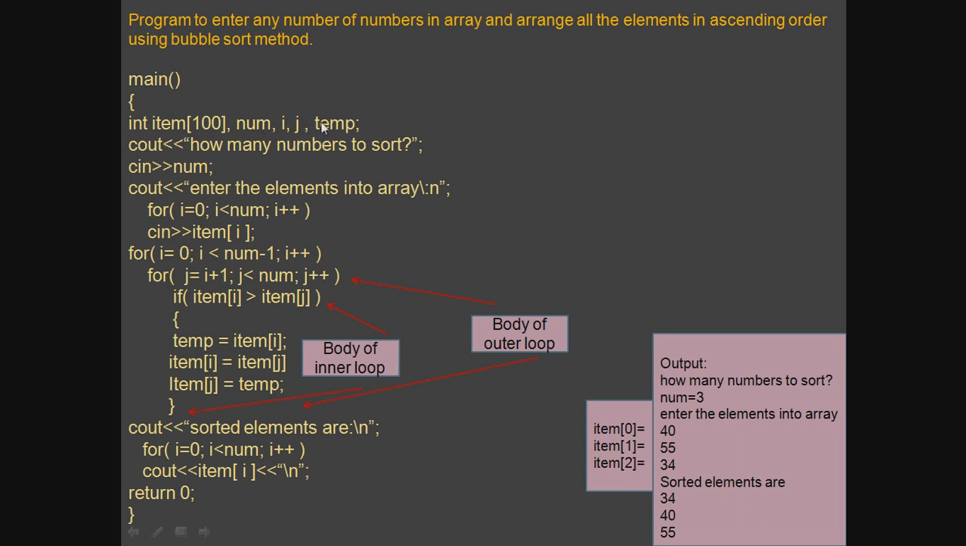And temp. Okay, so if you remember, in the previous chapter we discussed one program called swapping, right? Swapping of two variables where a is 5 and b is 4. At the end of the program b becomes 5 and a becomes 4, like that, right? So we use this same swapping technique.